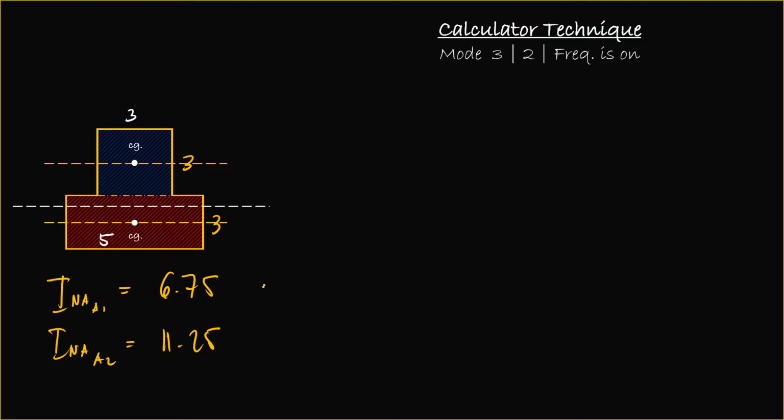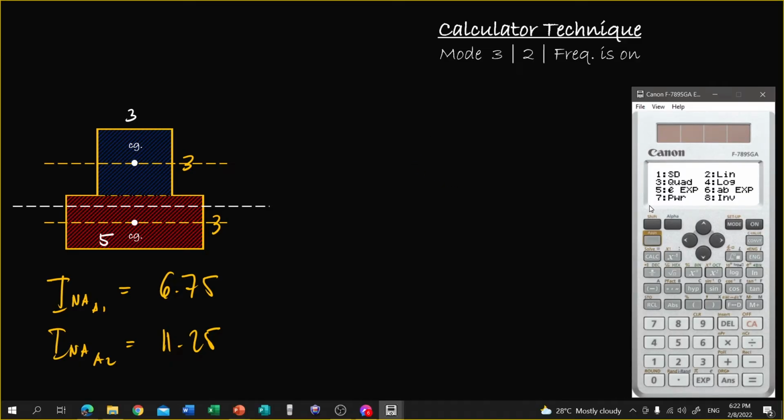Although this takes a little time, it will help, especially in the board exam. So these are your INA of the composite shape. Now we go to mode 3-2, linear. Mode 3-2. That is where X and Y come out.